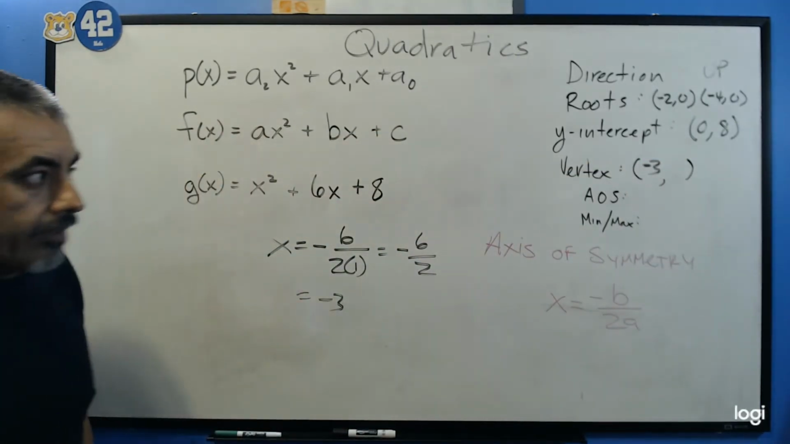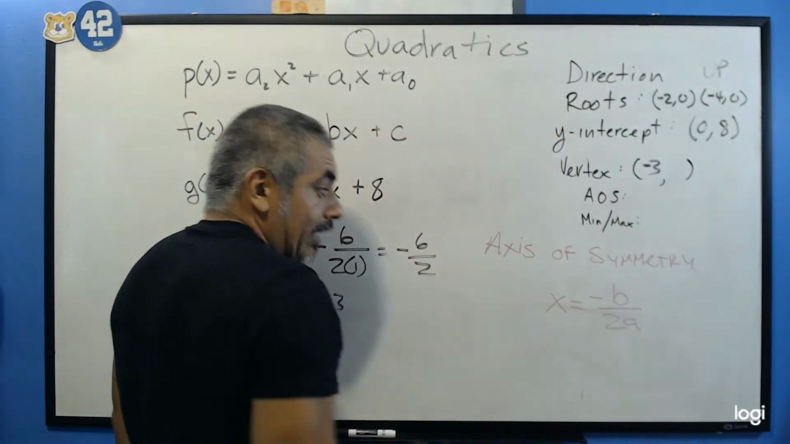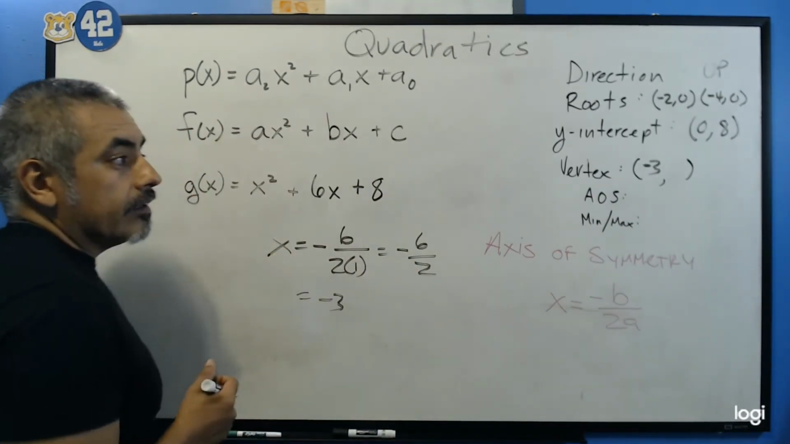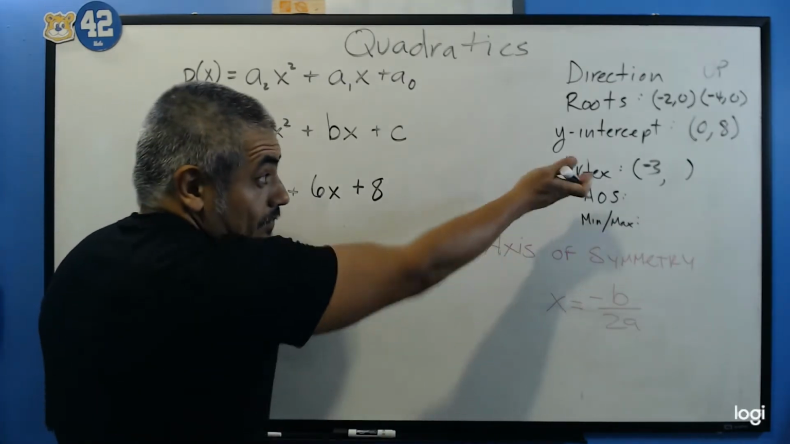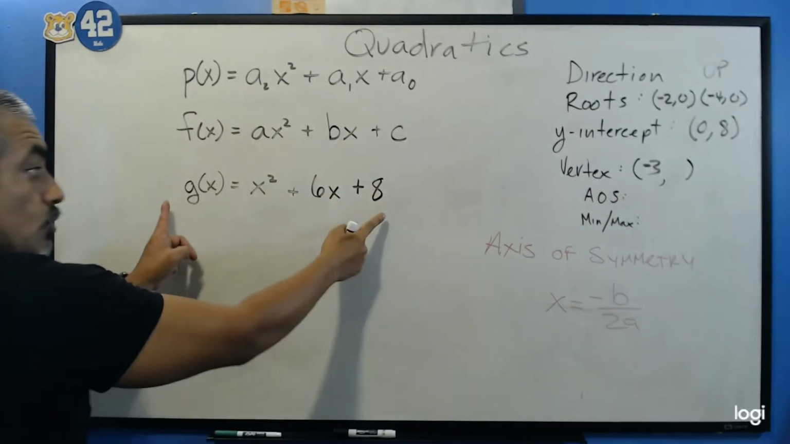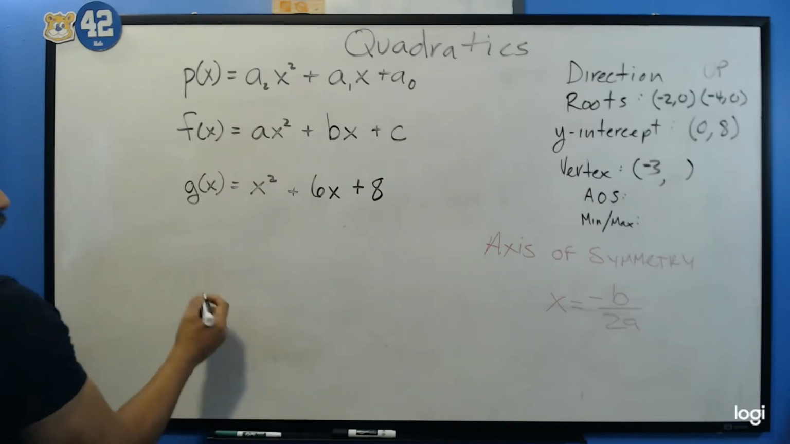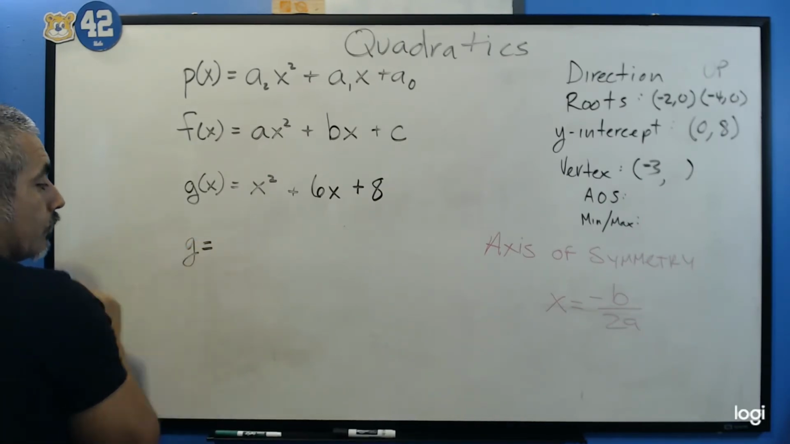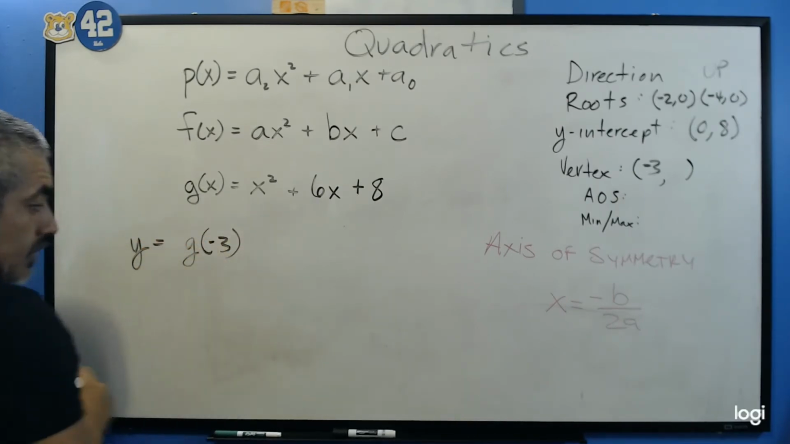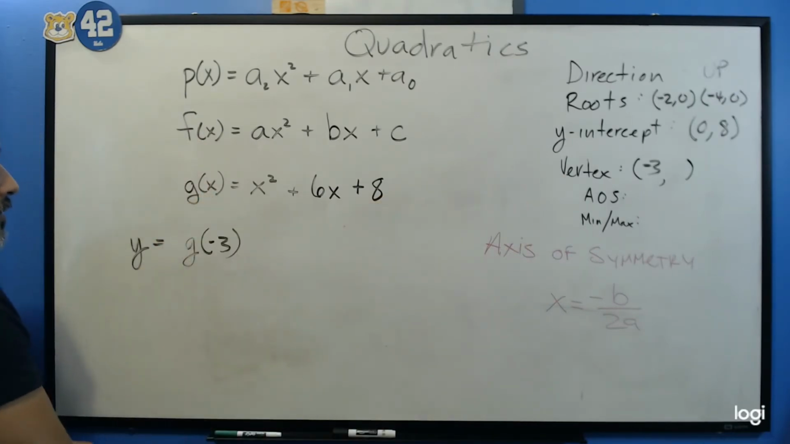So we're halfway there. We also know that if we draw a vertical line through negative 3, when we graph it, we would be able to see the symmetry in there. And finally, we just need to find that y value. And to find that y value, all we need to do is plug in negative 3 into our quadratic and find the value of g of negative 3. So what we're doing is y equals g of negative 3. So let's plug in the x value of negative 3 in here and see which y value it corresponds to.